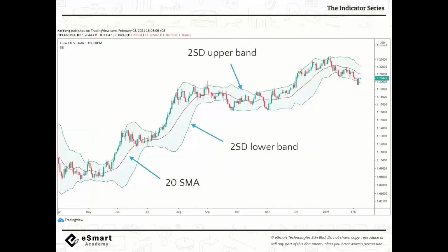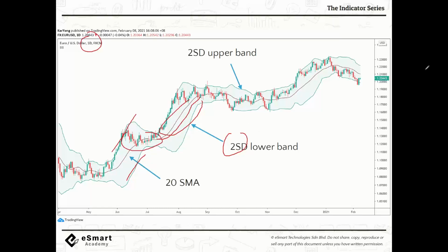Okay, to give you a picture to illustrate everything, let me draw some things here so that you can clearly see. You can see over here, this is the middle line. The middle line is your 20 days. This is a day chart, so this is a 20-day moving average. And you can see the upper band and the lower band. The default setting is always set at 2 SD, which means that most of the time the price is actually trading within the band.